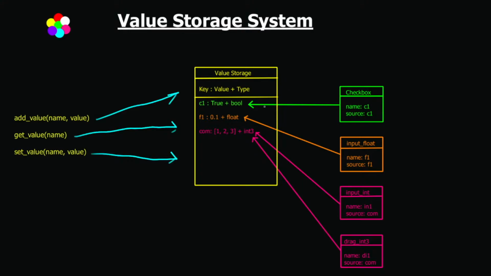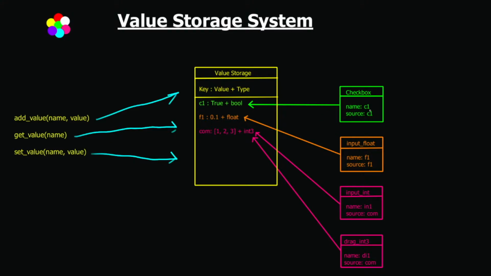Now, the way values get logged here is when you create a checkbox and you give it its name, C1 for example, it checks the value storage system to see if that value exists, and if it doesn't, it creates that value with the key C1, some value, and also its type. Now, anytime you interact with this checkbox, whether you check it or uncheck it or programmatically set the value or get the value, you're always interacting here, and it's reflected on the checkbox itself. The same goes for input float.